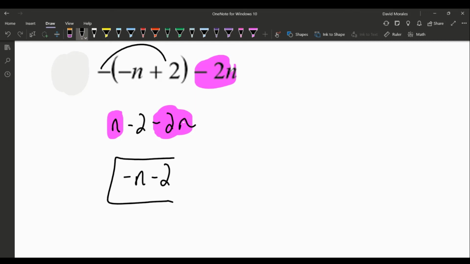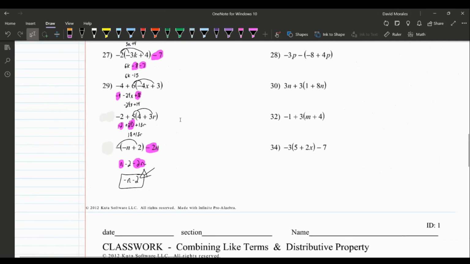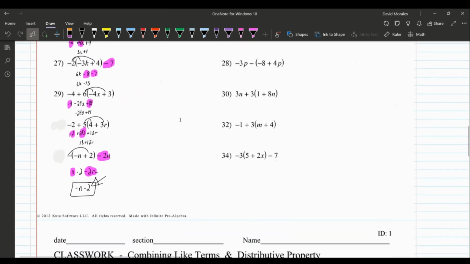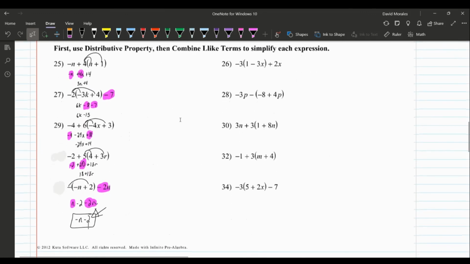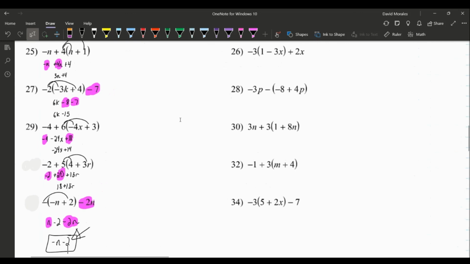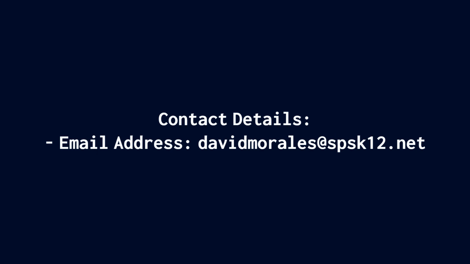In algebra, usually the letters come in front. So if you wrote it the other way, it's not wrong, but preferably you're going to see it like that. Okay. There are also some problems on the right hand side where you can practice, and hopefully that gives you enough to feel confident when solving problems that have distribution and combining like terms. All right, till next time.